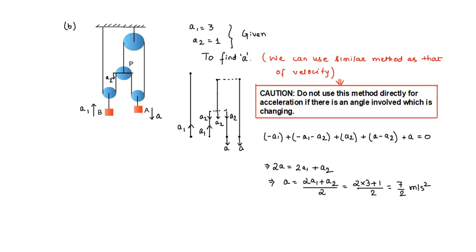So if the orientation of a string is changing, then we will need to find the relation between velocities by the concept that we have studied till now, and then differentiate that expression to find the relation between the accelerations. Since here the orientation of the strings is not changing, we can directly use this concept to find the relation between the accelerations also. Now again let us say this is segment 1, segment 2, 3, 4, and let me call this 5.